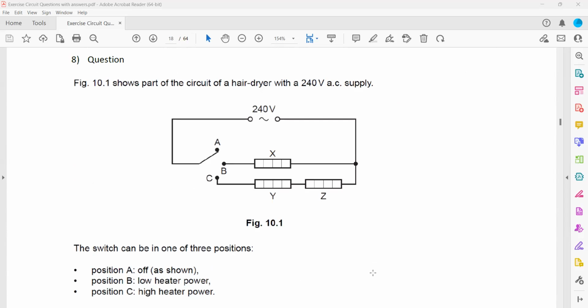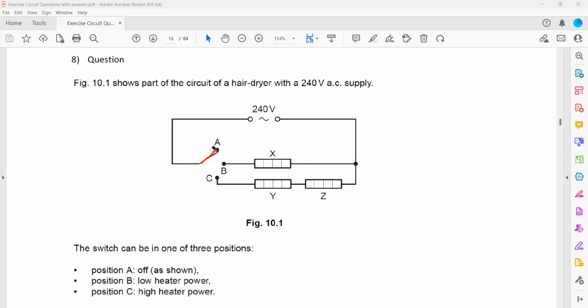So question 8. Figure 10.1 shows a part of a circuit of a hair dryer, and that is working at 240 volts AC. The switch can be in one of 3 positions. It can be at A. So when it is at A, nothing is connected. You can see the circuit is open, no current, so all will be off.